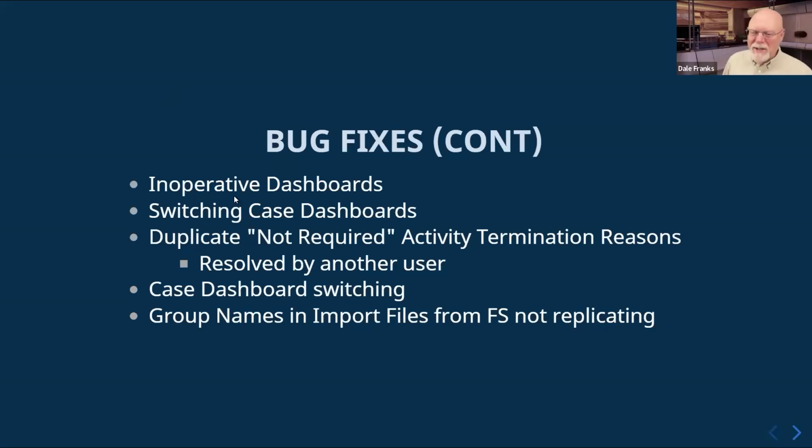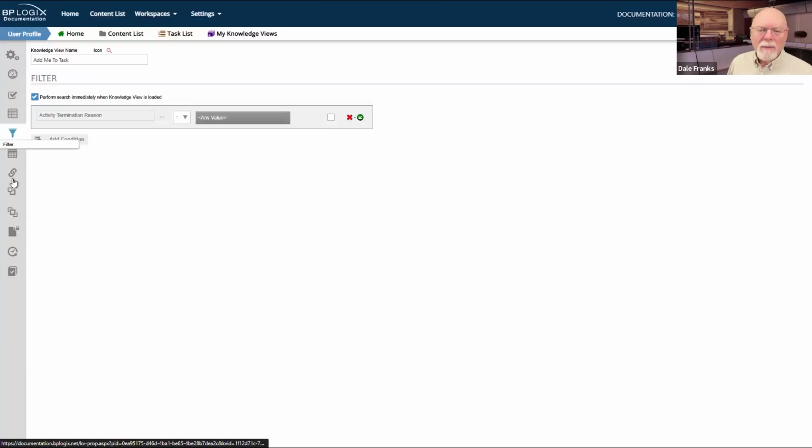I have switching case dashboards and case dashboard switching. I'm going to assume that those are the same thing. Group names in import files from file system not replicating. So in the import files from file system, you can choose a group name of files to import. And I'm not entirely sure where that is on the custom task.